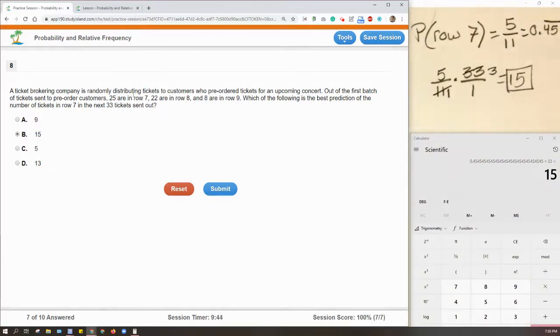Now, this is kind of silly because you would assume that there's a limited number of tickets in row 7, so the more tickets that come out in row 7, the fewer there are left, but that's not what it's really going for here.